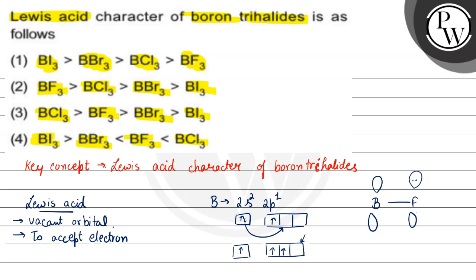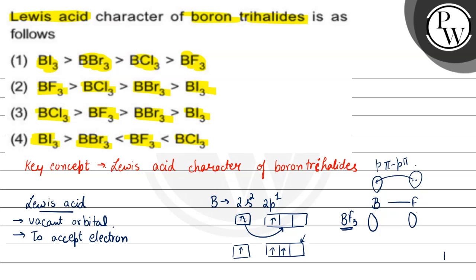In BF3, the p orbital of fluorine and the vacant p orbital of boron form a back bond and result in the formation of a partial pi bond. This is known as the p-pi overlap. So because in the case of BF3 there is formation of back bonding, there is no vacant orbital for accepting the electrons. So we can say that BF3 has the least acidic character.